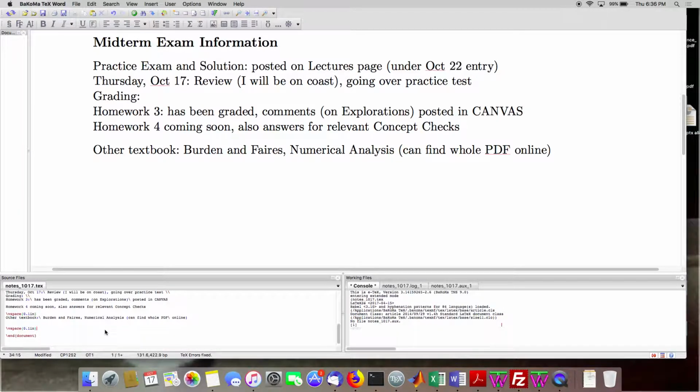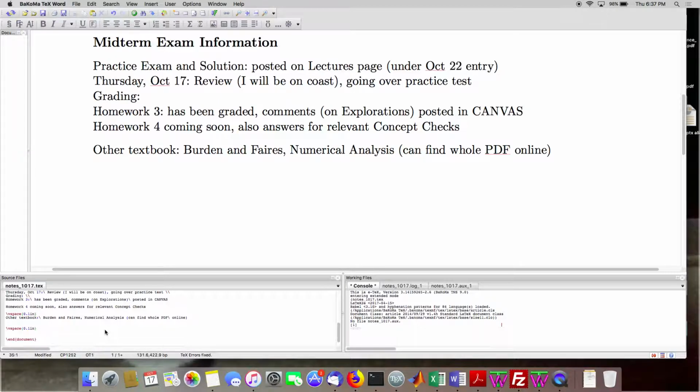Should I send the concept check answers in the same email that I send all the other stuff? If I send that in the same email as all the other work, is that fine, or do you want me to submit it separately? If you include it with the rest of the assignment, that's fine. Okay. Yeah, actually, before I started using Canvas, that was how it was done.